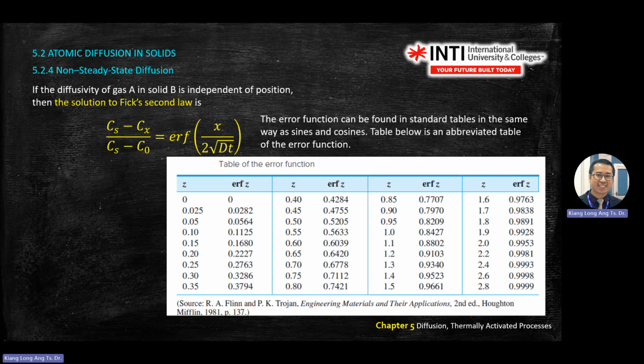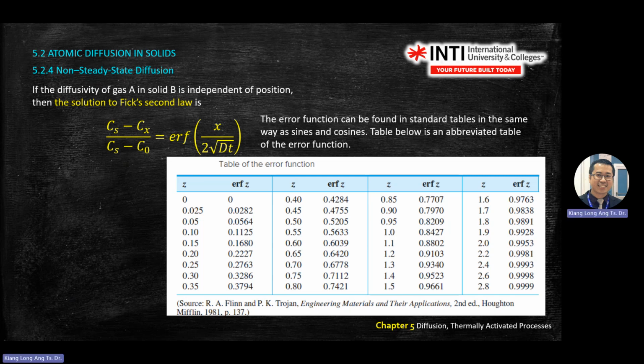For example, you calculate all the concentration ratios and you get maybe 0.7707. Then this whole thing equals 0.7707 and your z value is 0.85. You write z equal to x divided by 2 square root of Dt equal to 0.85. You know your x, you know your D, one missing, t is missing, then you solve.